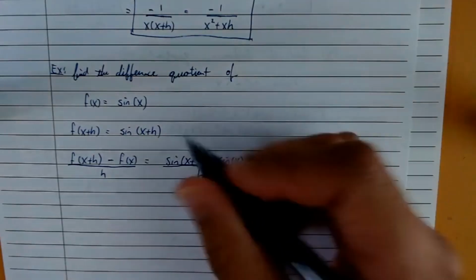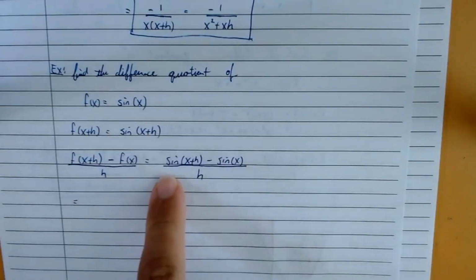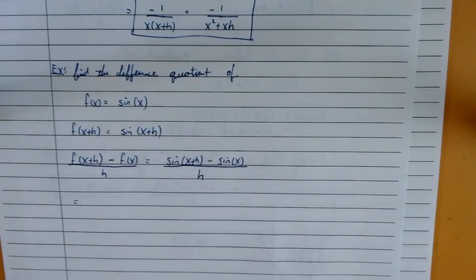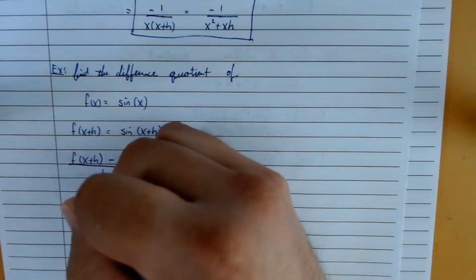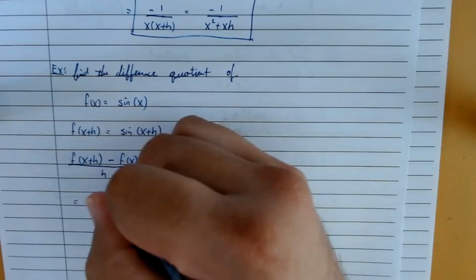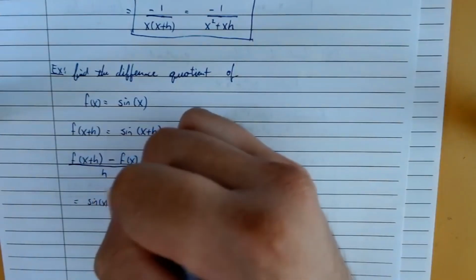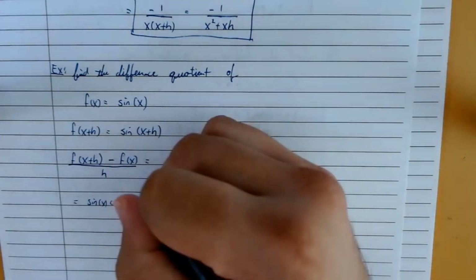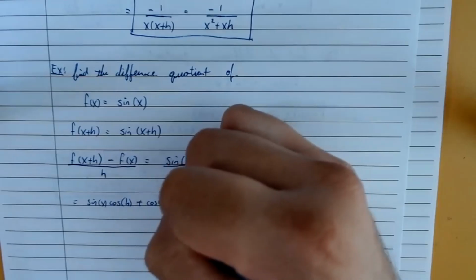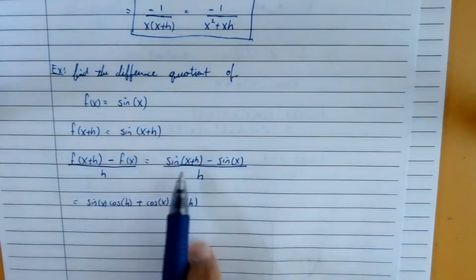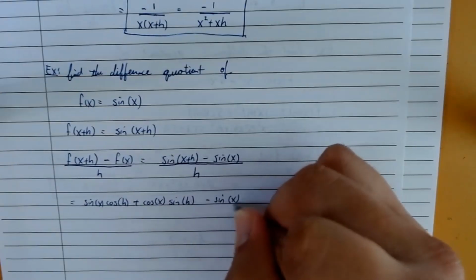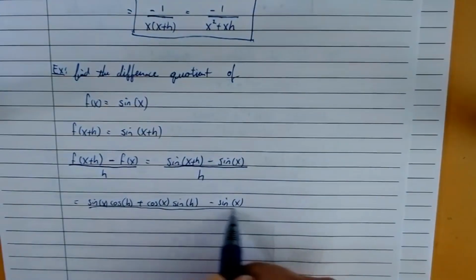So here, I'm going to rewrite this as follows. I'm going to say sine of x plus h. Well, by the sum formula for the sine function, that's going to be sine of the first angle times the cosine of the second one plus the cosine of the first angle times the sine of the second one. That's just the sum formula for the sine function, minus the sine of x over h.